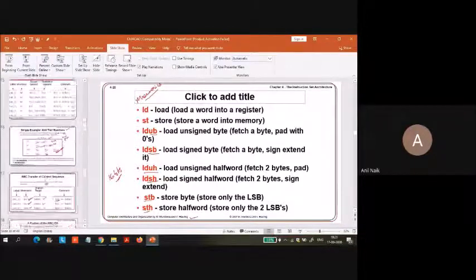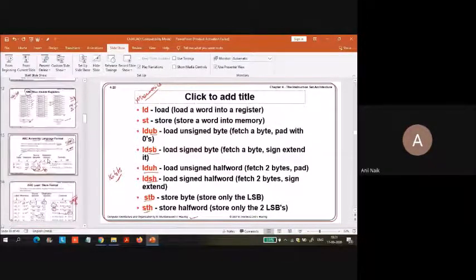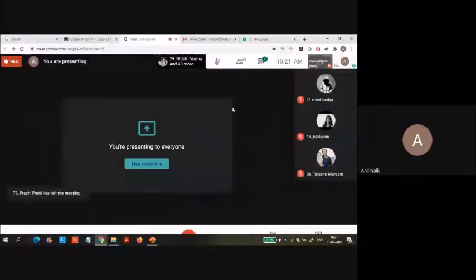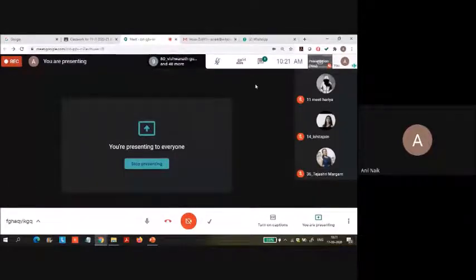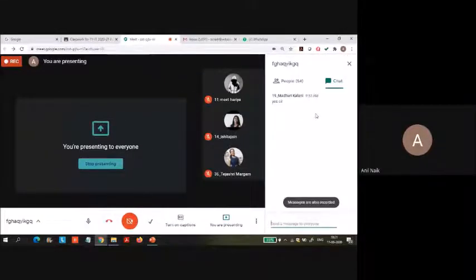So is there any doubt? So what did we discuss today? Just mention in the chat the different types of instructions. All of you mention the different instructions, the mnemonics, what type of mnemonics we discussed in today's class. Otherwise, you can just unmute and tell some of the instructions, or you can mention it in the chat.